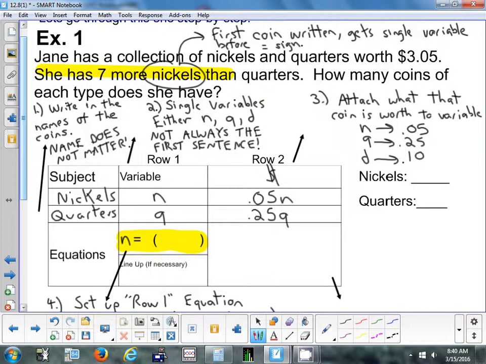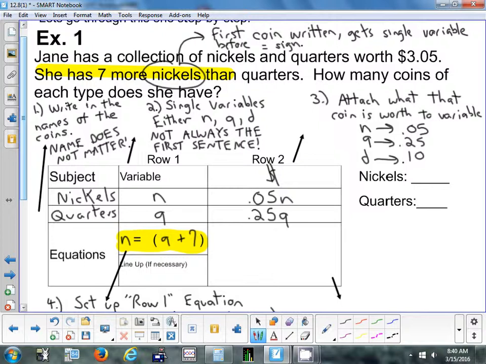Equals what? 7 more quarters. How would I write that? How would I express that? Q plus 7. Q plus 7, good. Just like we did yesterday, try to keep that letter first, unless it's asking for the sum, and it's not asking for that. So Q plus 7.